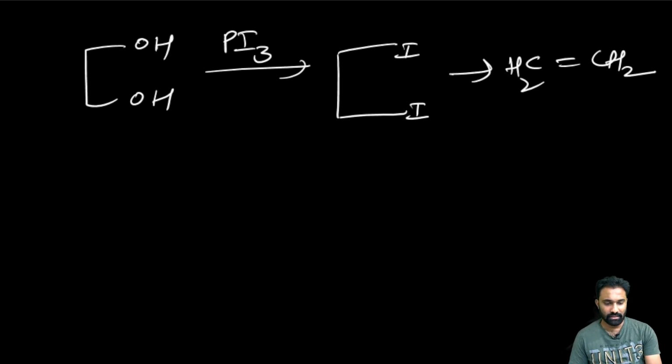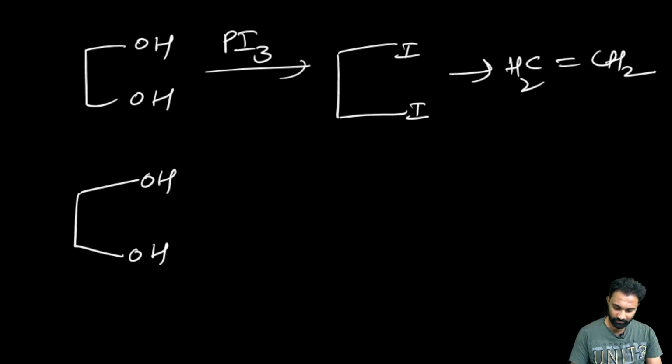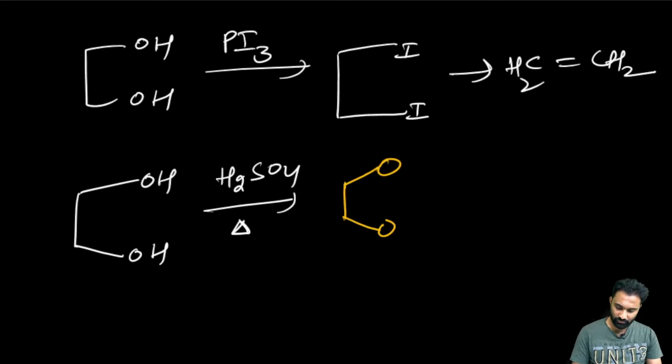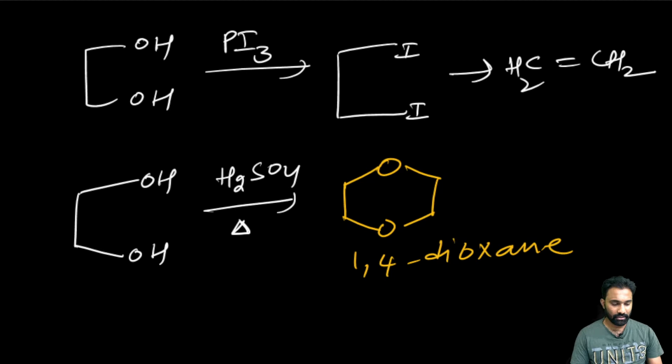Next, if ethylene glycol and H2SO4 are given, now upon heating, what will happen? The main product we will get from ethylene glycol with H2SO4 is 1,4-dioxane. This is very important. Now you have to be very careful.